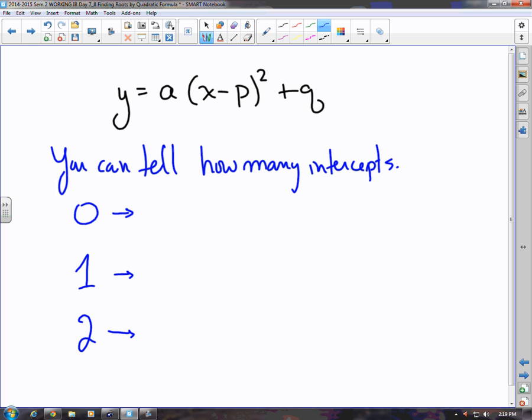There's going to be 1, this is the easiest one to see, if q is 0. If q is 0, then that means there's no movement up or down. Then there's automatically 1. It can move left and right. It can flip up or down. That doesn't matter. And the stretch doesn't matter either.